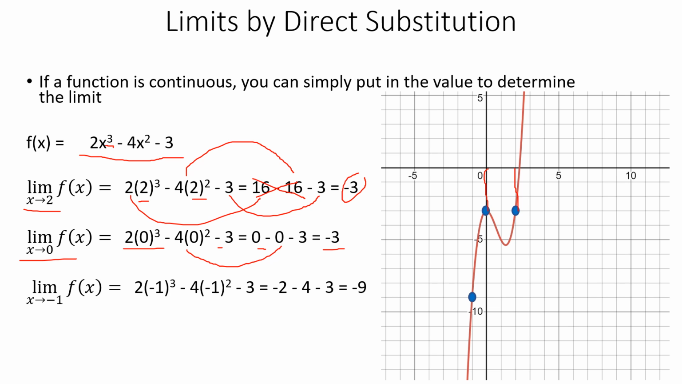x approaching -1. I put in -1 cubed. -1 times -1 times -1 leaves me -1, times 2 is -2. Minus 4 times -1, which is 4... so -2 minus 4, and then minus 3. -2 minus 4 minus 3 is -9. And when I go to -1 right here, I am at -9.